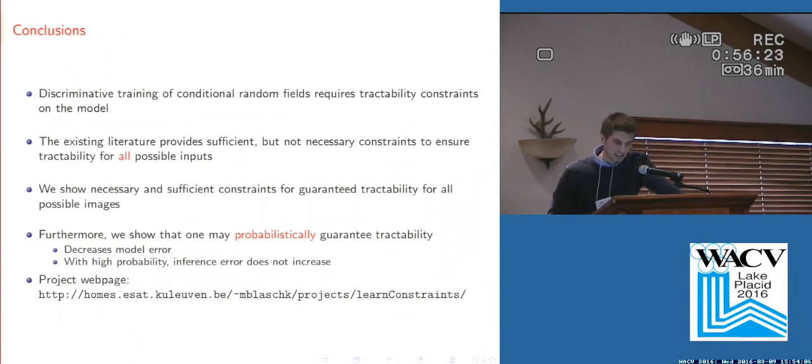So finally, the conclusions. There is discriminative training of conditional random fields. It requires tractability constraints on the model. The existing literature provides sufficient but not necessary constraints to ensure tractability for all possible inputs, but this paper shows that there are necessary and sufficient constraints for guaranteed tractability for all possible images, but you can also even relax the constraints further to have a probabilistic guarantee that decreases the model error, and with high probability, the inference error does not increase on the test set.